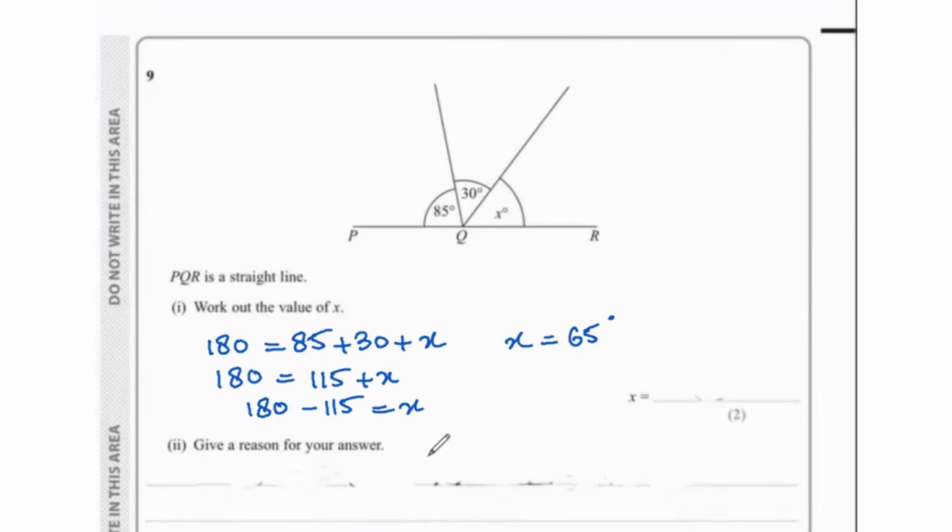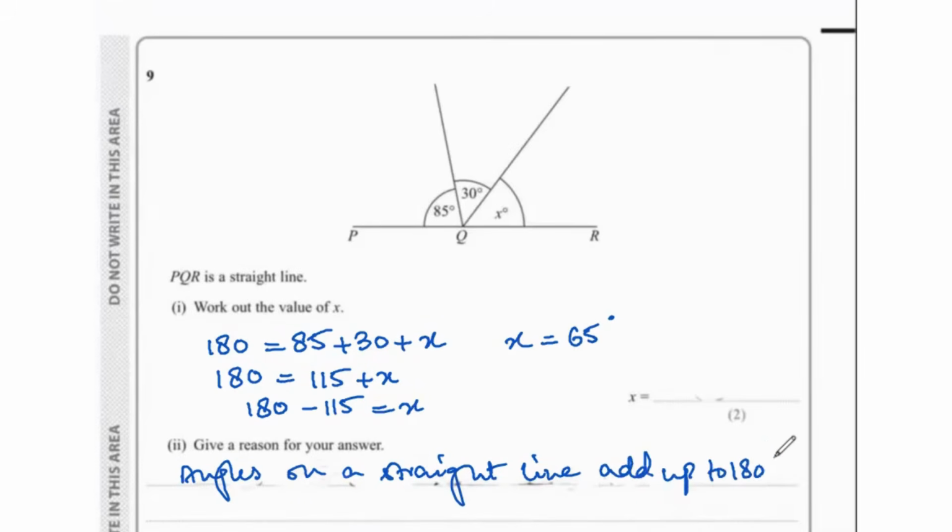Then give a reason for your answer. The answer was angles on a straight line add up to 180 degrees.